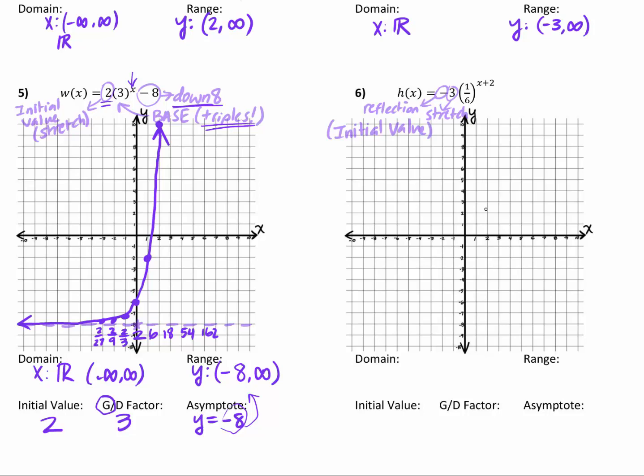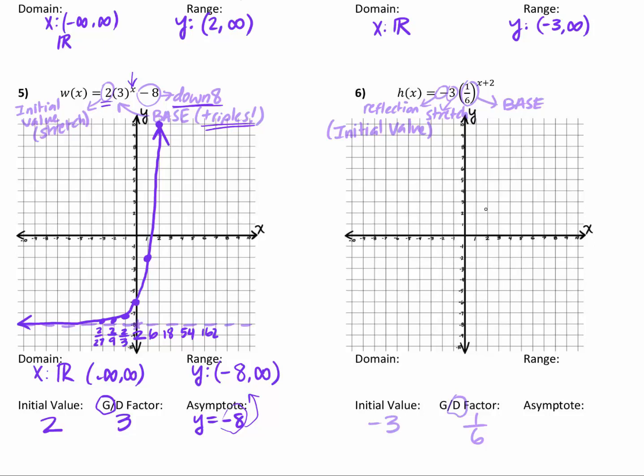You can think about it almost like the initials in your name. The initials are the first letters in your name, and this is the first number that's in the equation. After that, I'm noticing 1/6 here. That is my base. Having a base of 1/6 means that I am decay. So this is a decay factor, 1/6 down below. The initial value I could put as -3.